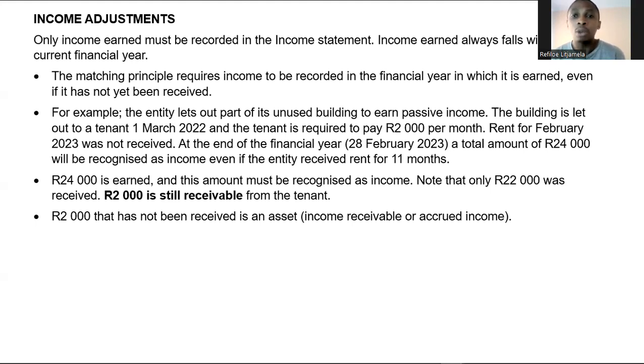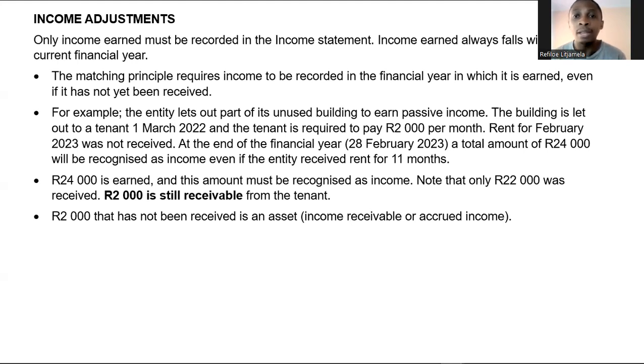All right. So accrued income is simply income that we have earned, but we have not received. It has not been received in the current financial year, but it has been earned in the current financial year. We have performed the service. We gave the tenant property until the 28th of February 2023, but we haven't received income for February 2023. So that is still outstanding. We still need to receive that amount of money from the tenant.